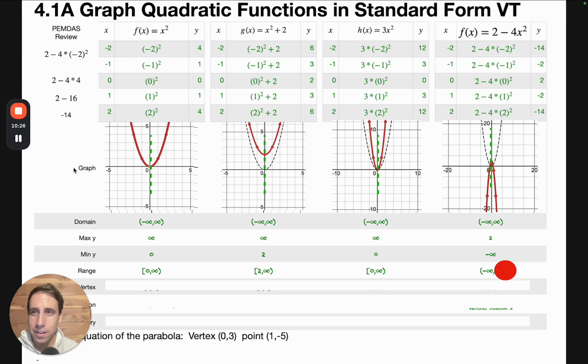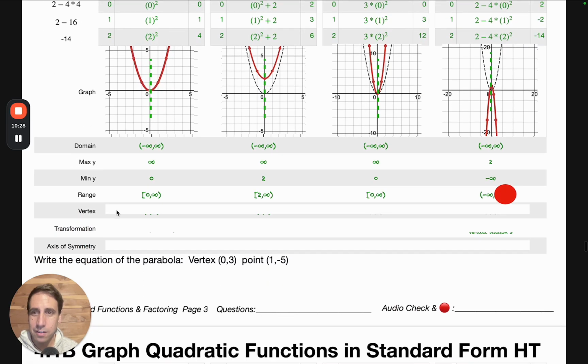All right, next. Vertex. Where is the vertex? What is the vertex? The vertex is going to be this point right here at 0, 0. It'll get moved around and shifted, but it's basically the point that's also along the axis of symmetry. The very bottom right here, or the very top right here. That's the vertex.